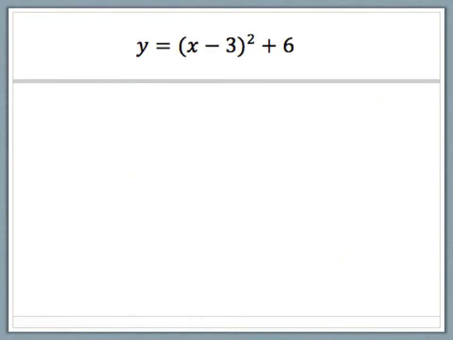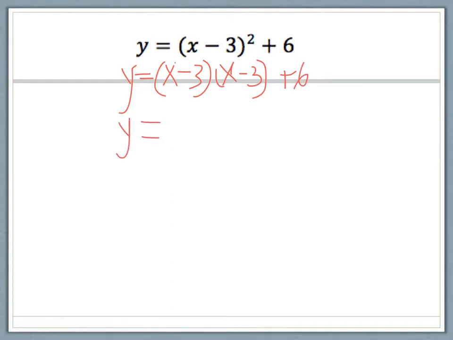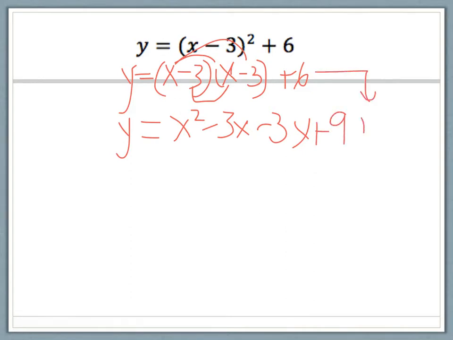Okay, let's take a look at this example. Same thing, I have y equals, and we're going into standard form, so I can just rewrite that as (x minus 3) twice, then plus 6. Now I'm going to distribute, so I have y equals x times x is x squared. X times negative 3 is negative 3x. Negative 3 times x is negative 3x. Negative 3 times negative 3 is positive 9. And don't forget to bring down that plus 6.